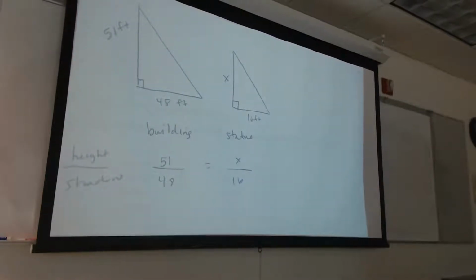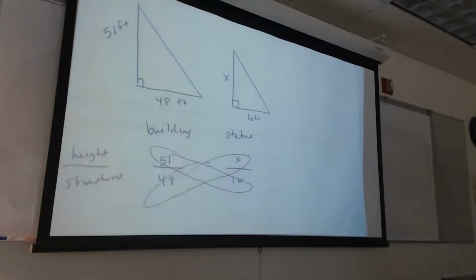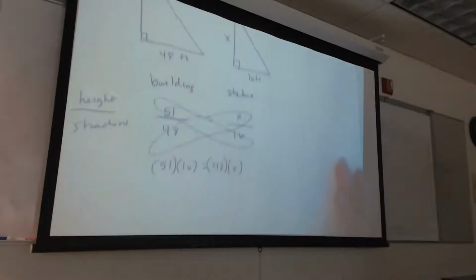So now I have a proportion. Two ratios, so two fractions set equal to each other. The cross products of these ratios are equivalent. So as long as I know 3 of the 4, I can solve for the 4th. So I can say 51 times 16 is equal to 48 times x.